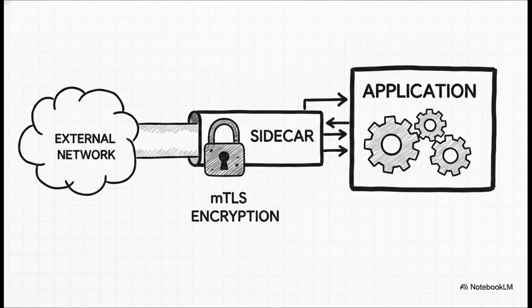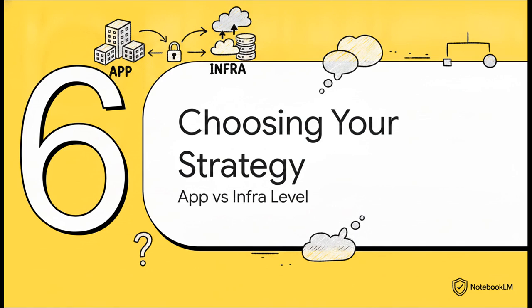The mesh's control plane automatically rotates these certificates behind the scenes, completely eliminating that nightmare of manual API key rotation we discussed earlier. The true beauty of this architecture is that your application code remains completely untouched. The app doesn't know anything about mTLS, certificates, or token validation. It just talks over local, unencrypted HTTP to its sidecar, and the infrastructure automatically handles the entire heavy lifting of zero-trust security. And finally, Section 6, Choosing Your Strategy.